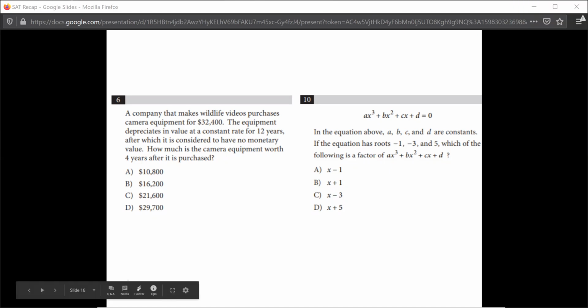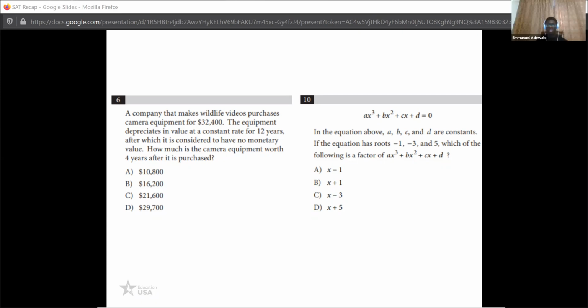Well, they are giving us the roots of the equation, and we can infer that the roots are the factors with the opposite sign. So that's why I chose B, because it's the opposite of negative one. Yeah, definitely. That's correct, Mauricio.